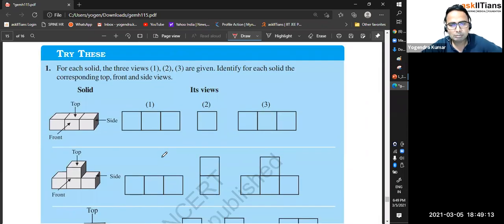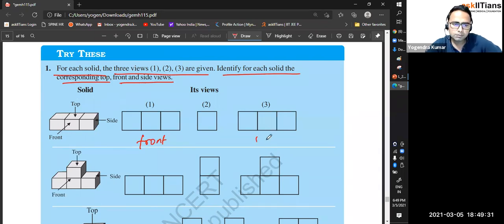Correct. So let's see more activities and more questions on this. For each of the solids, these views are given. Identify the solid corresponding to the top view, front view, and side views. Let's see here. This is the front view we can call it. The top view is also the same. Now this is the side. From the side it looks just square, right? We see only one square like this here. Now this is the front view, this is the side view, and this is the top view.